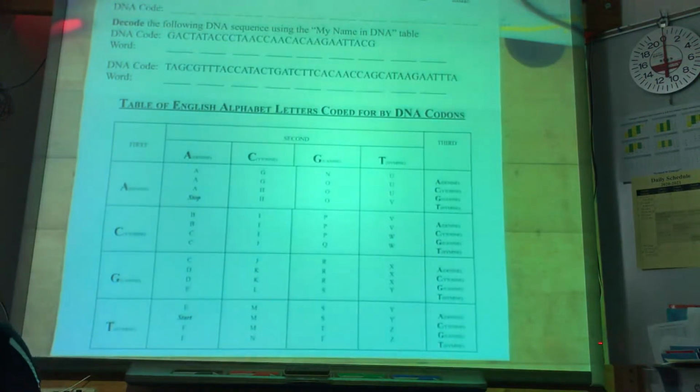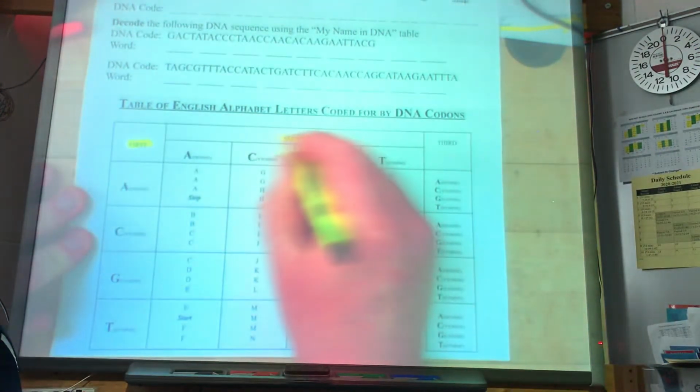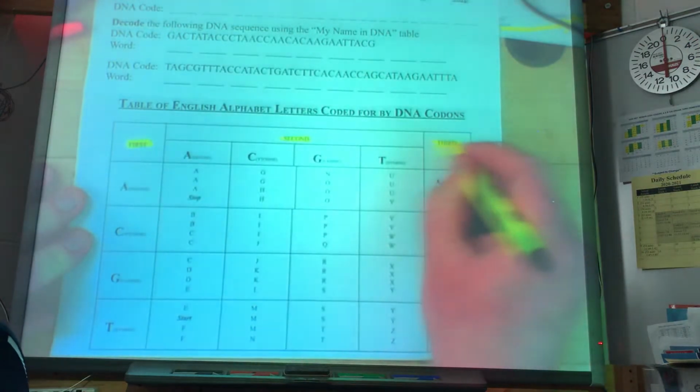So the idea is we're going to model this, that DNA codes for a message. The way we're going to go through and do this, oh shoot, you know what?